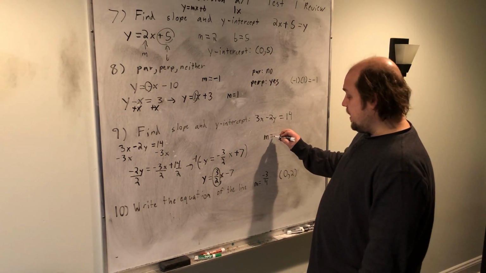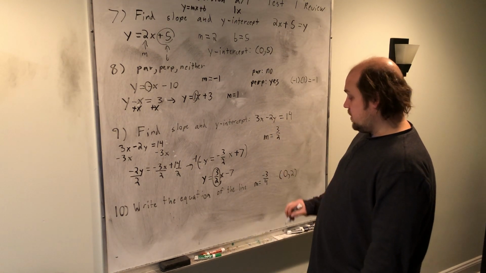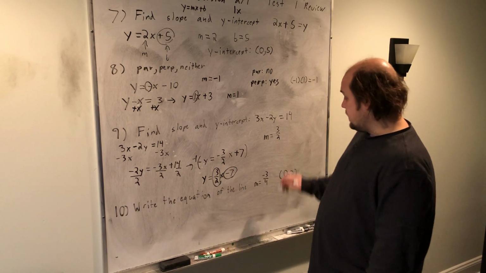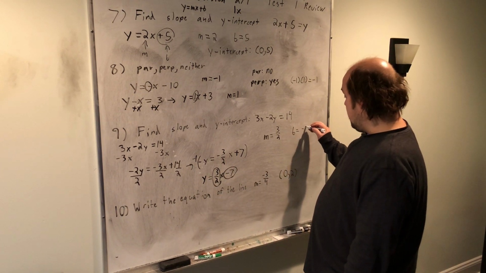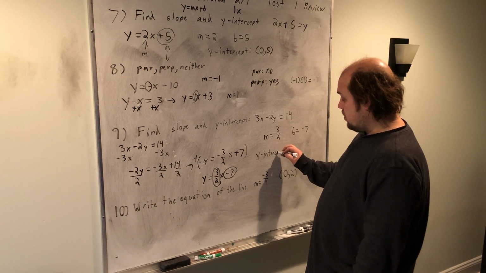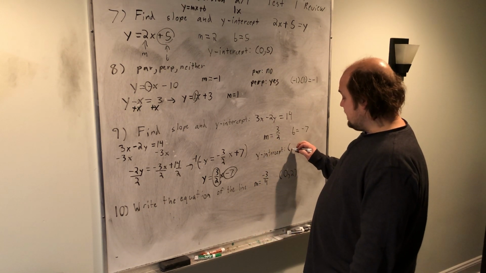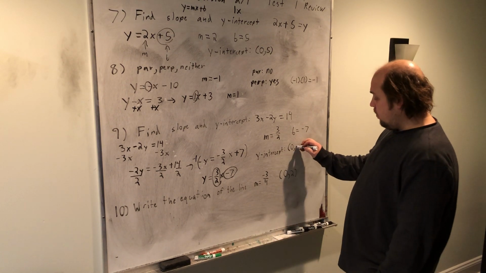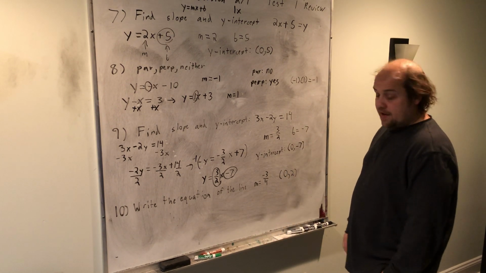I can now pull out what's in front of the x as the slope. So my slope would be m equals 3 halves. I can pull out what's after the x as my b. So my b would be negative 7. That means as a point, the y-intercept would be the point 0, comma b, or in this case 0, negative 7.